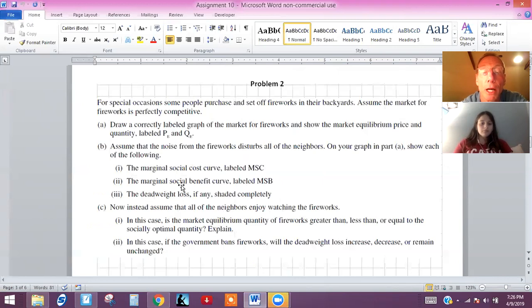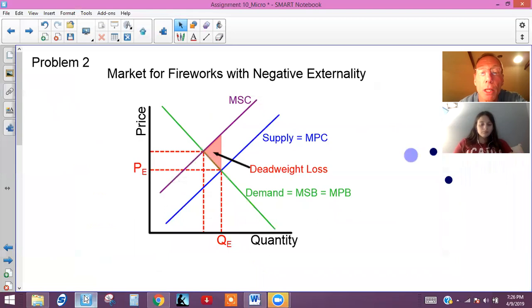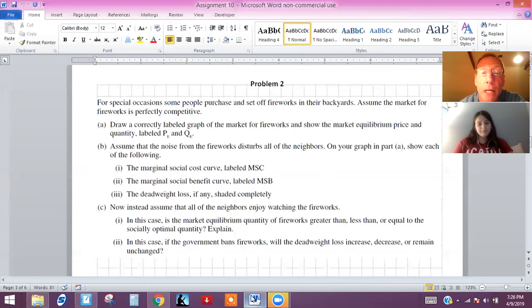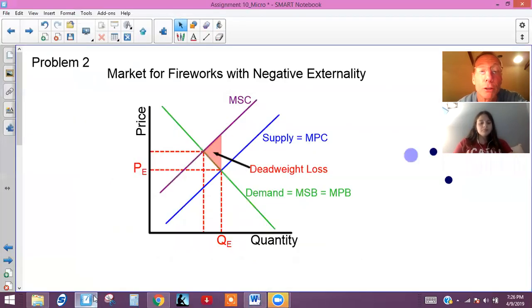So what does that look like? Looks like what I showed you. So it looks like this. You're going to go a P sub B, a Q sub B, and then you're going to, because the neighbors don't like it, because the key here is that it disturbs the neighbors. So that's how you know for these neighbors it's negative externality, which means there's a marginal social cost higher than the marginal private cost, which you would draw up here, right?